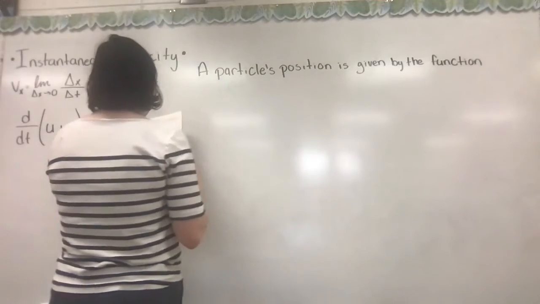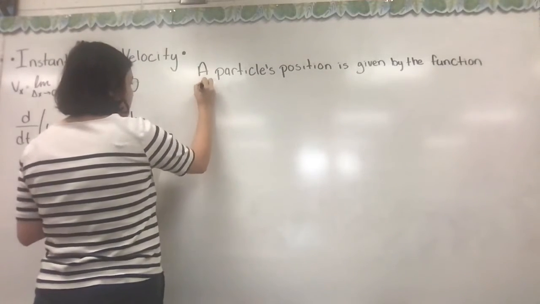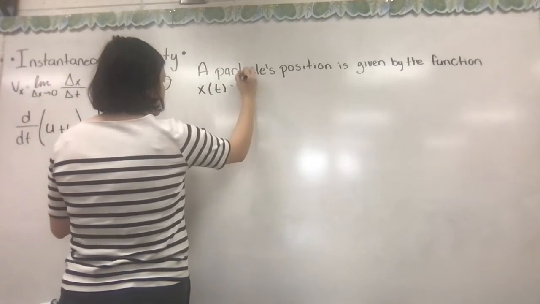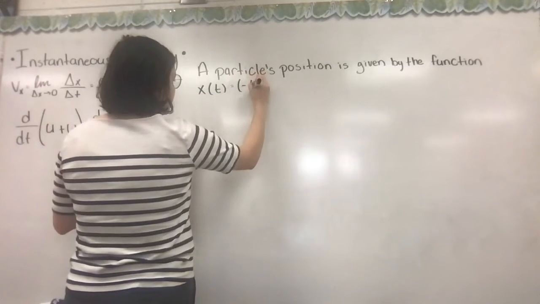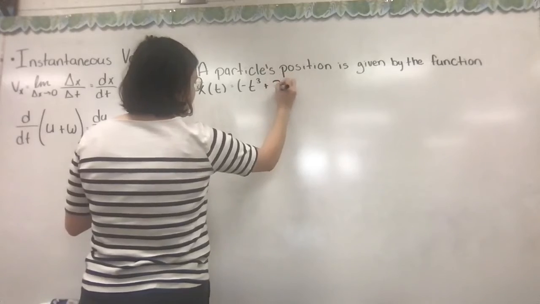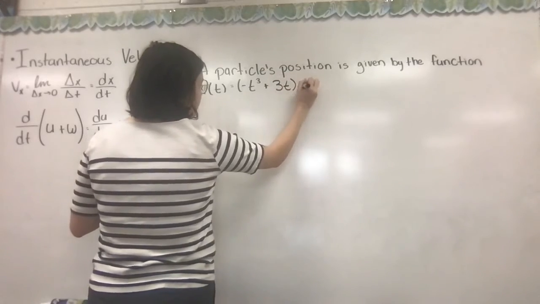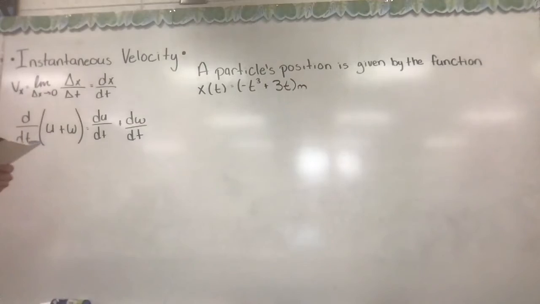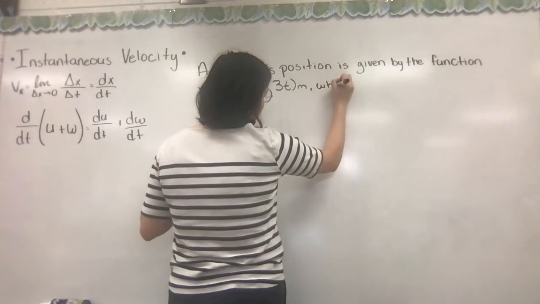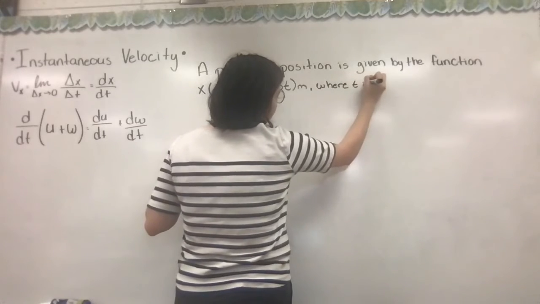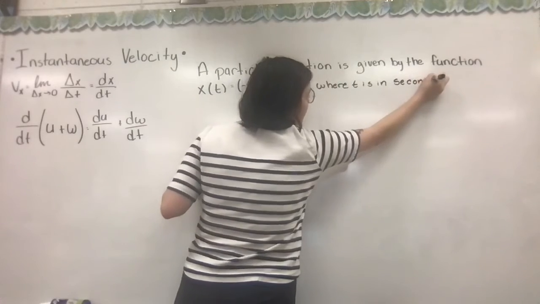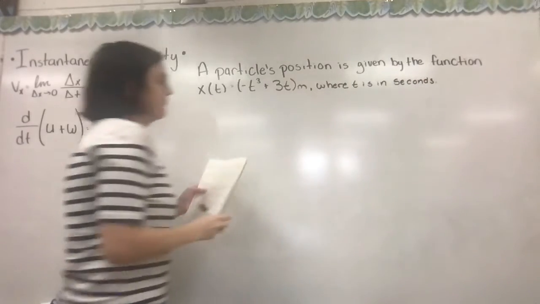Okay, a particle's position is given by the function x(t) equals negative t cubed plus 3t meters, where t is in seconds, just in case you had any thoughts about if it was in minutes or anything. It's in seconds, okay?